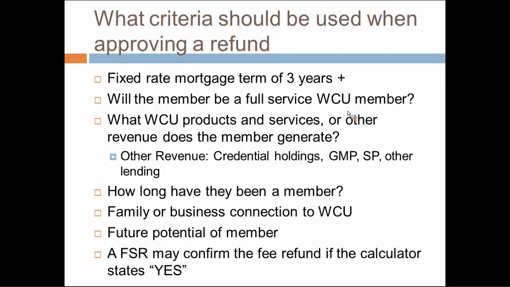So lastly, if the calculator says yes, you as an FSR may confirm the fee refund with the member. Note that this only approves the fee refund, so you can let the member know, hey, we can pick up those fees for you to make the switch worthwhile for you. That does not include the mortgage approval, of course. If you have limits and you can approve the mortgage, then you can do both, but if not, then you obviously need to send it to your branch team leader or adjudication department.